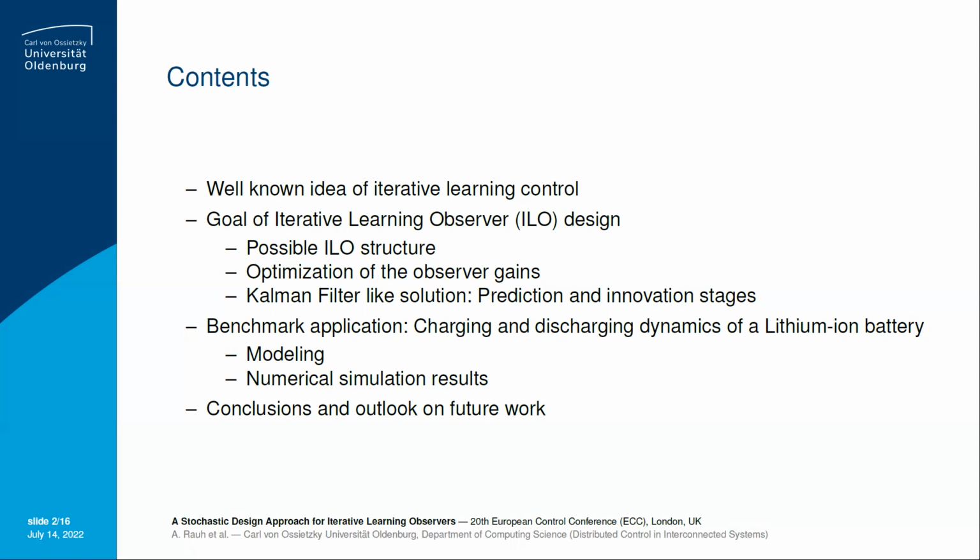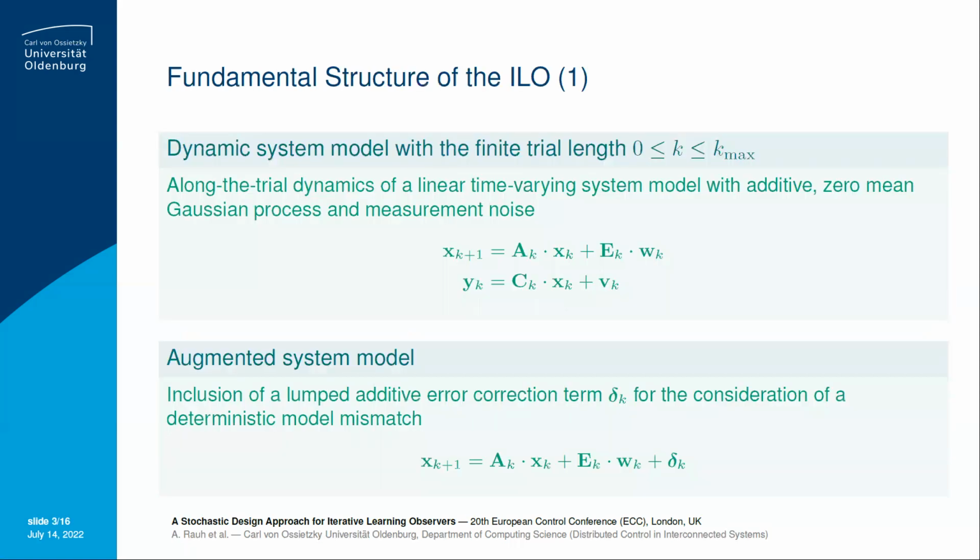This strategy for reducing the estimation error covariance is inherited from a classical Kalman filter solution, and in such a way, the iterative learning observer can be split up into a prediction and an innovation stage. As a benchmark application scenario, we will consider the charging and discharging dynamics of a lithium-ion battery, which comprises the modeling of the system and numerical simulation results.